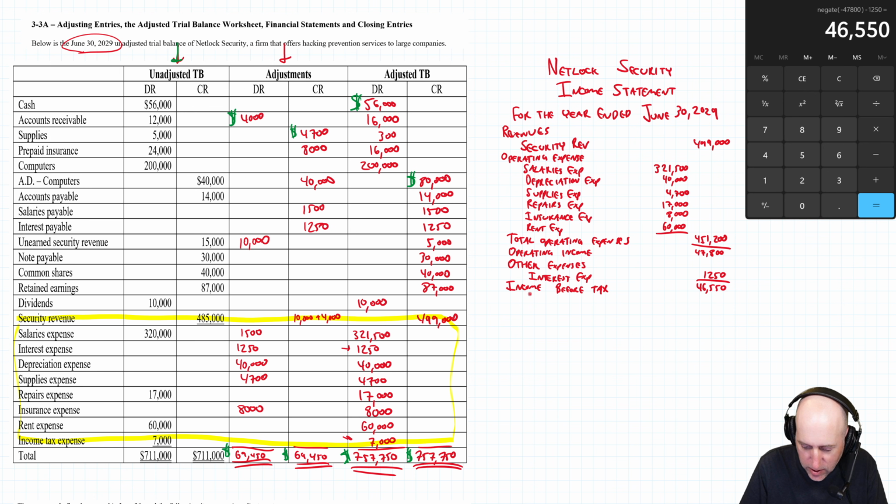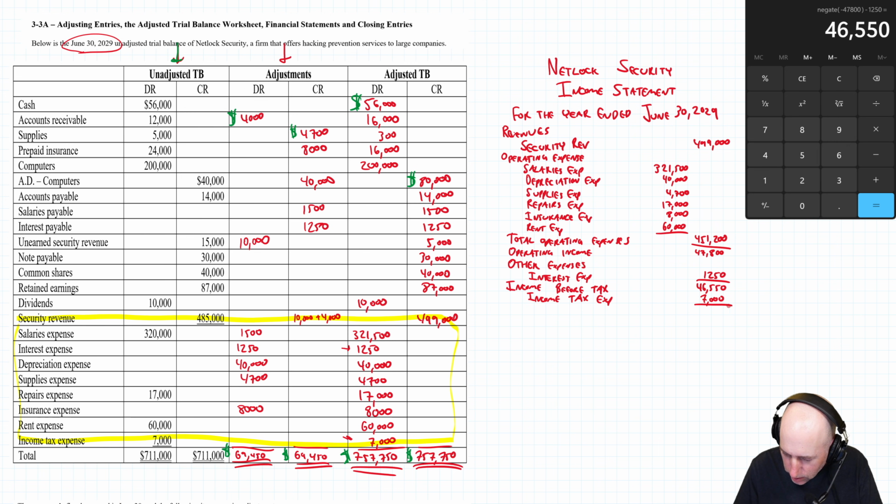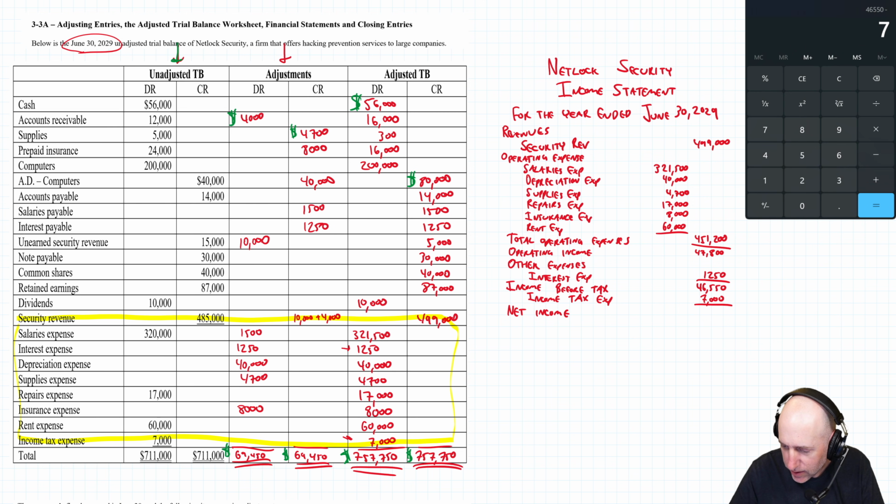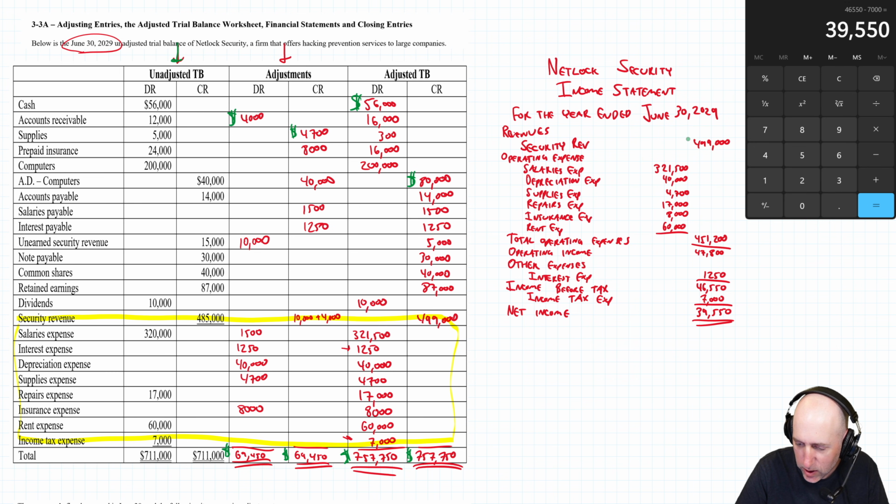And then we have income tax expense, and that was $7,000. And that's going to bring us down to our profit, our net income. How much money did we make? 46,550 minus 7,000, our after-tax profit, 39,550. We need some dollar signs to celebrate our $40,000 in profit. Dollar sign at the top of each column, dollar sign beside the bottom line. And there we have a beautiful income statement.